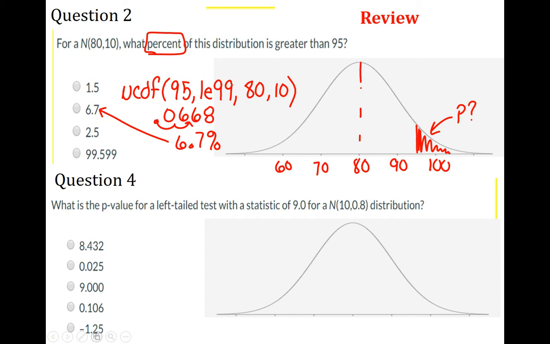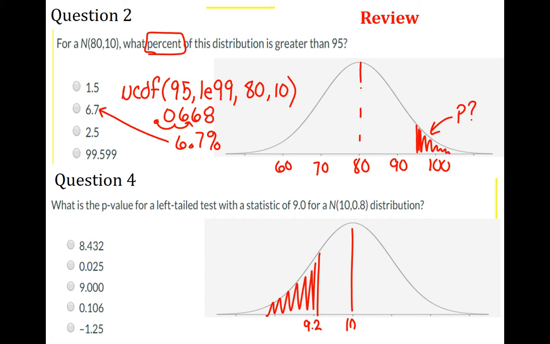Bottom one, what's the p-value for a left tail test with a statistic of 9.0 on a center of 10? So I'm centered at 10. I'm counting by 0.8s. That's fun. 9.2. I don't need to go any further for an analysis because I'm looking for 9 and below, left tail test.